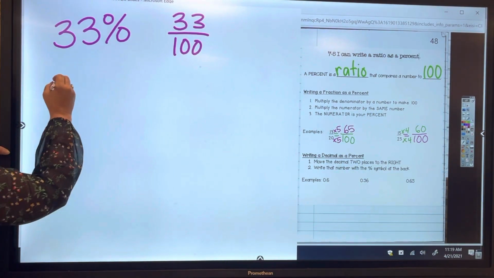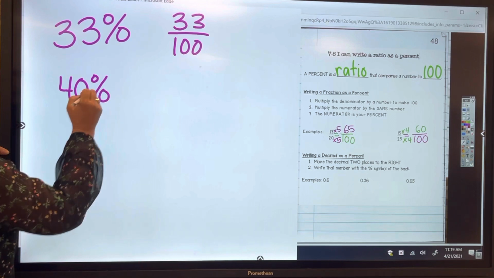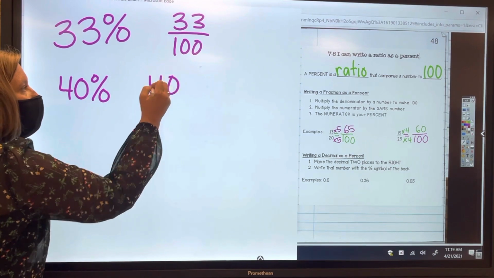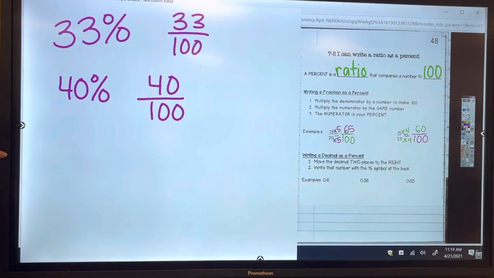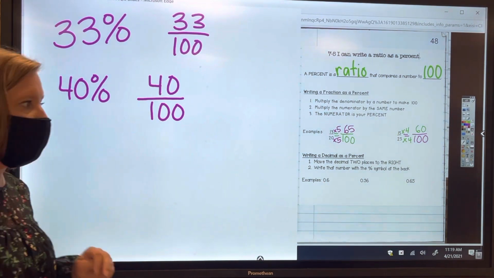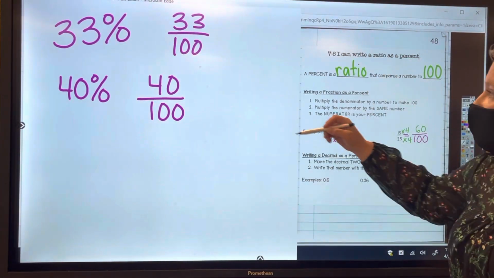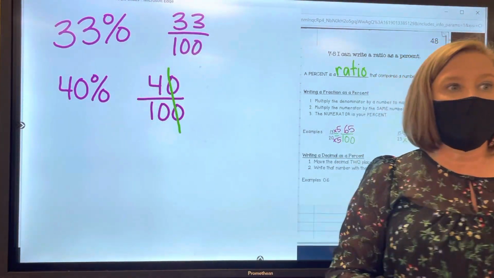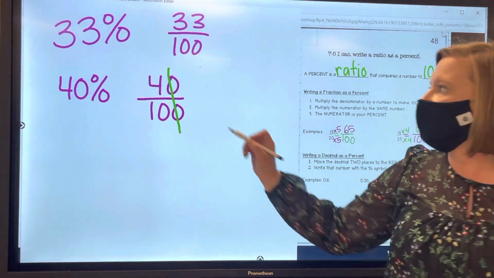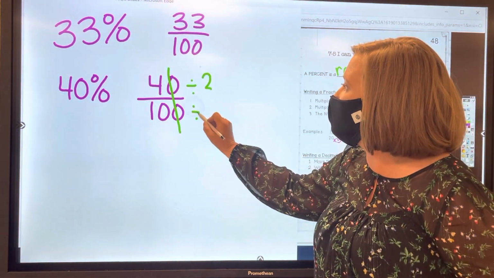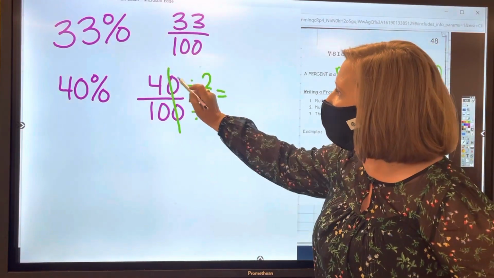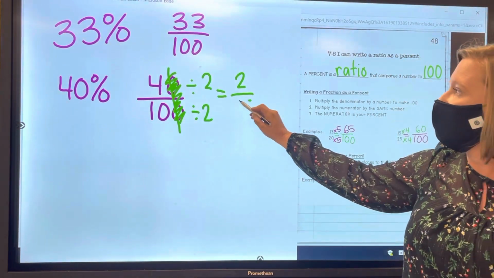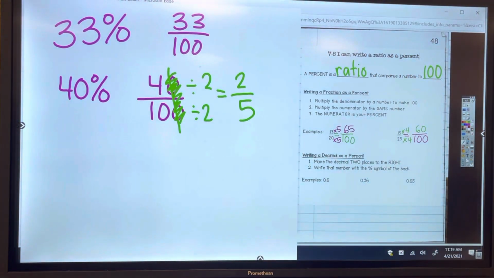Okay. Let's try another one. What am I going to do? 40 underline 100. Can I reduce that fraction? Yes. What's the first thing we can do? 40 divided by 4. Take off a what? A 0. Now I have 4 tenths. What can I divide 4 and 10 by? 2. So 4 divided by 2 is 2, and 10 divided by 2 is 5. All right, pretty easy, right, Alvon?